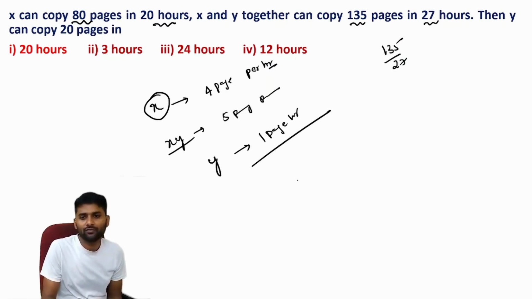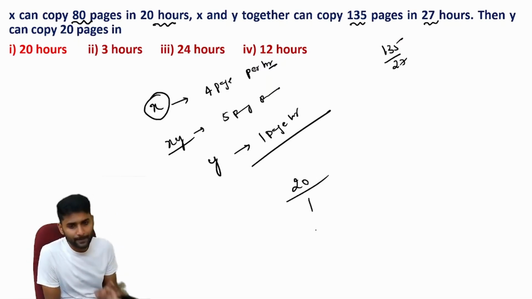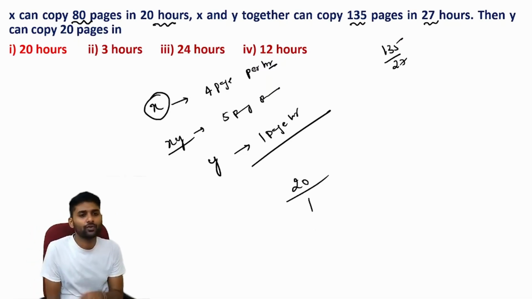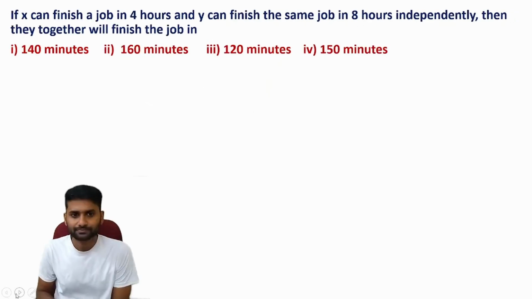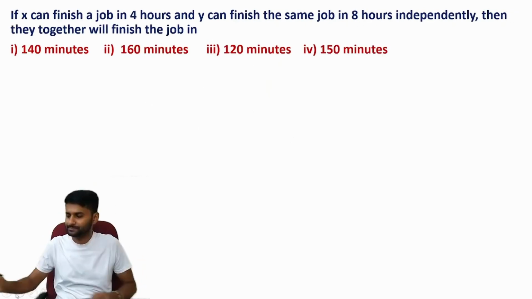Now here the question: how much time can Y take for 20 pages? So you know the efficiency is 1 page per hour. Here we have to finish 20 pages. So he takes exactly 20 hours. So try to solve this question.